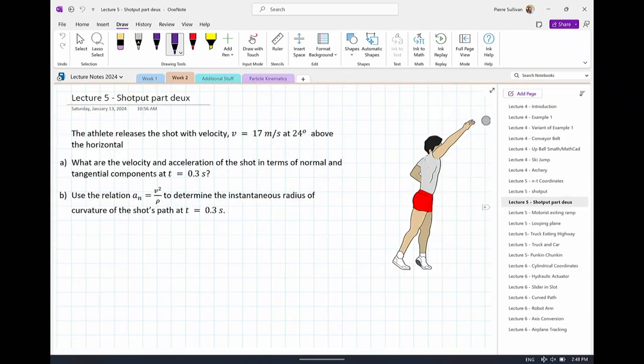All right, so that's not a bad one. But what happens if you look at a point somewhere along the path? Somewhere along the path, now you're going to have components of e sub n and e sub t acting on the particle. So it's the same condition. Athlete releases the shot, 17 meters per second, 24 degrees above the horizontal. What are the velocity and acceleration of the shot in terms of normal tangential components at 0.3 seconds? Use the relationship a sub n to determine the instantaneous radius of curvature of the shot's path at that time.